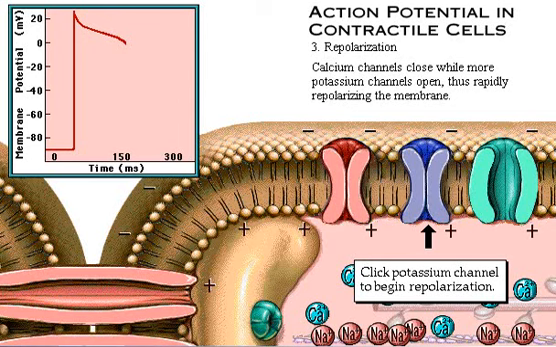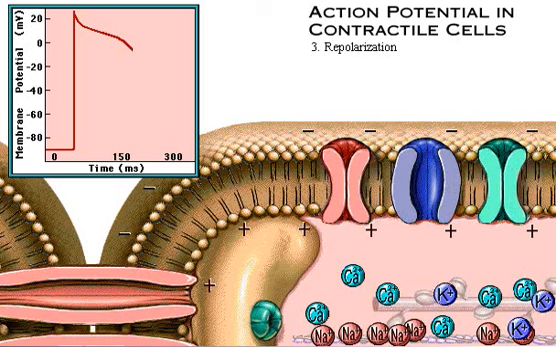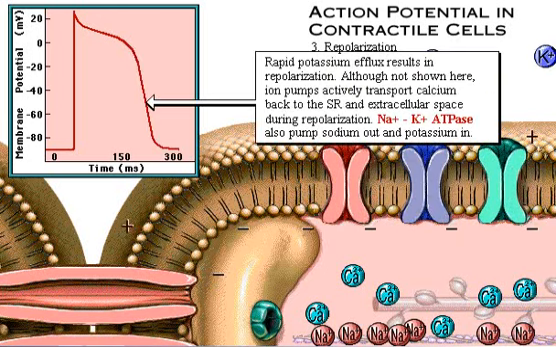The calcium channels close while more potassium channels open, allowing potassium to quickly leave the cell, resulting in repolarization. Click the potassium channel to begin repolarization. The rapid potassium efflux results in repolarization, bringing the membrane potential back down to its resting level, with the interior of the plasma membrane more negative than the exterior.